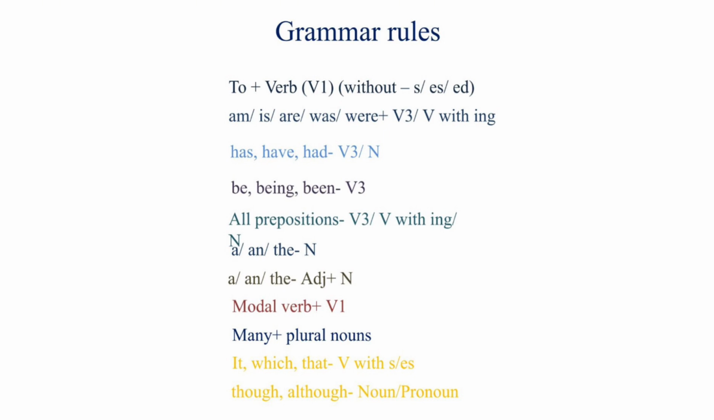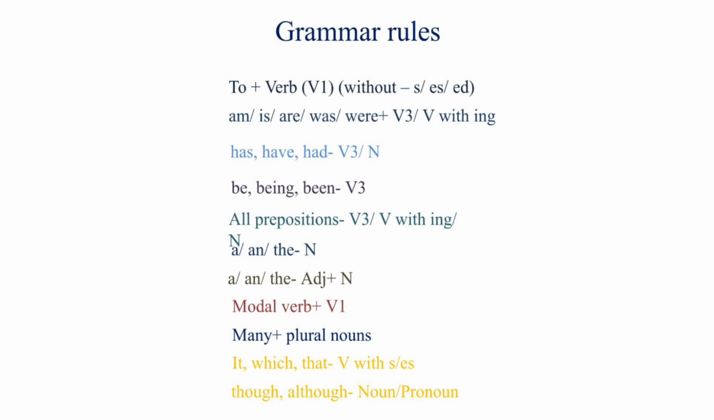All prepositions, that is by, on, with, for, to, of, and until, unless, every, all prepositions. After all prepositions, either there would be a noun, or there would be a verb with ing, or there would be V3, that is the third form of the verb. Only these three possibilities would be there after prepositions.